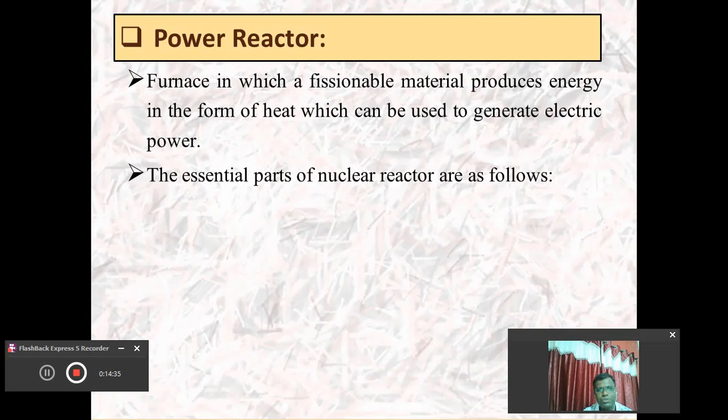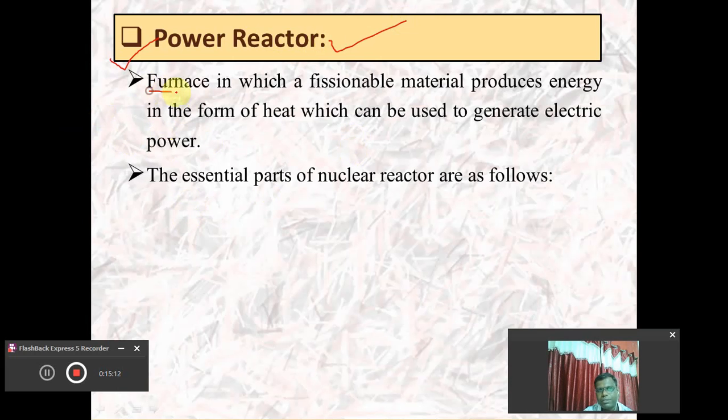So the device in which nuclear energy is obtained is called the nuclear reactor, and the device in which the nuclear energy is converted into electrical energy is called a power reactor. So I hope you can understand. You can say that the power reactor is the extension of the nuclear reactor, because in the nuclear reactor we are obtaining the nuclear energy, and whenever this nuclear energy is converted into electrical energy, then the same device can be called the power reactor.